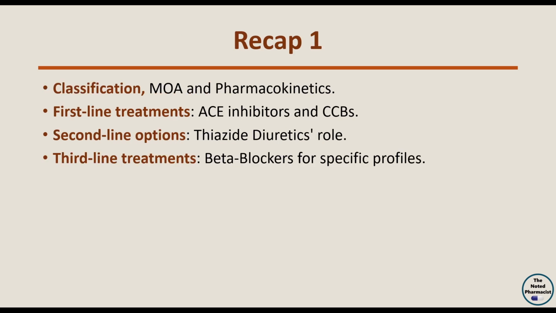Recap. Now that we've explored the topic of hypertension, let's take a moment to recap. We've covered the first-line treatments, such as ACE inhibitors and calcium channel blockers, discussing their mechanisms and dosages. We then delved into second-line options like thiazide diuretics and their role when initial therapies are insufficient. Additionally, we explored third-line treatments, including beta blockers, emphasizing their tailored use based on patient profiles.